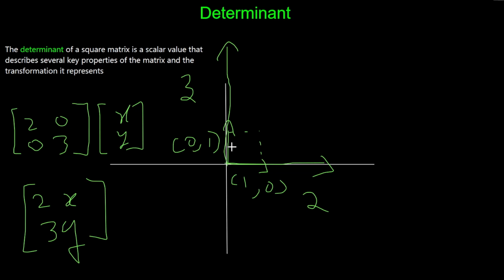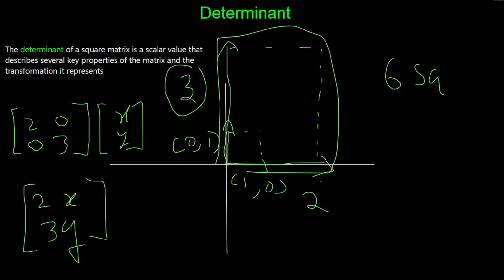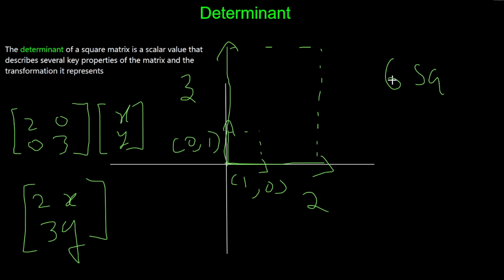Previously, these basis vectors had 1 square unit of area, but in the new vector space, how many square units of area will they have? We'll have 6 square units of area. Why? We can just multiply the sides of the rectangle, since this forms a rectangle in the new vector space. So 3 times 2 is 6. Now let's understand what a determinant is.